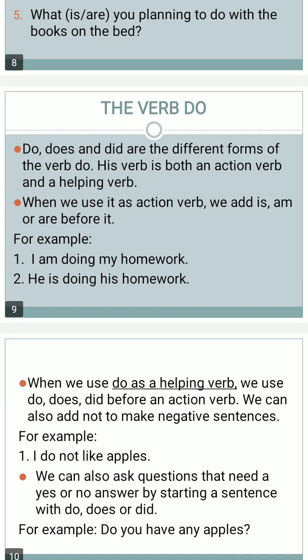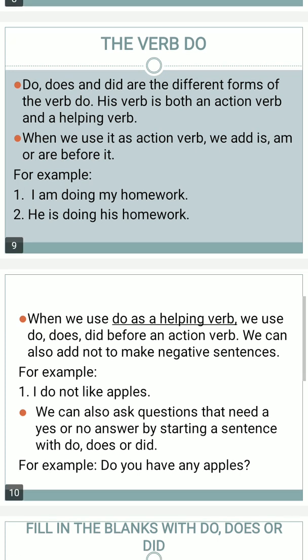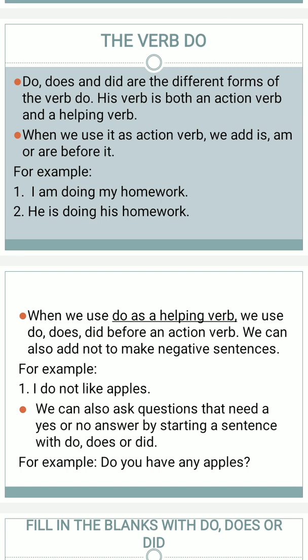Next is the verb do. Next, we will learn about the verb do. Do, did, and does. These are the forms of the verb do. This verb is both an action verb and a helping verb. Do is used as an action verb also. Do means to do work.